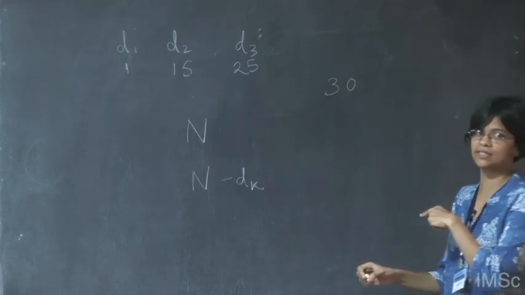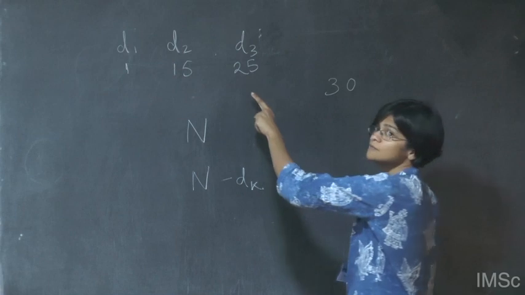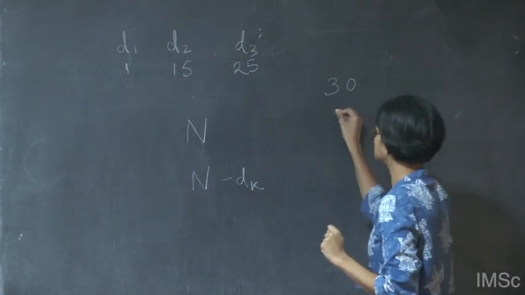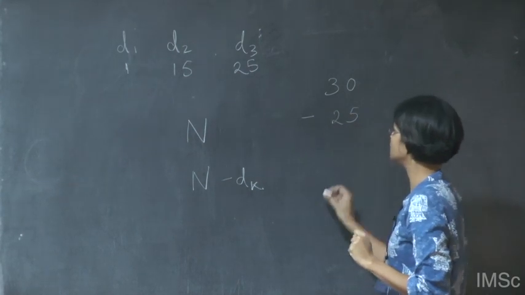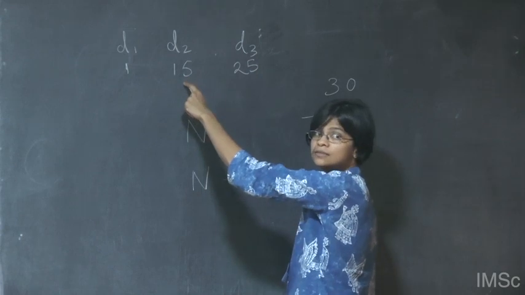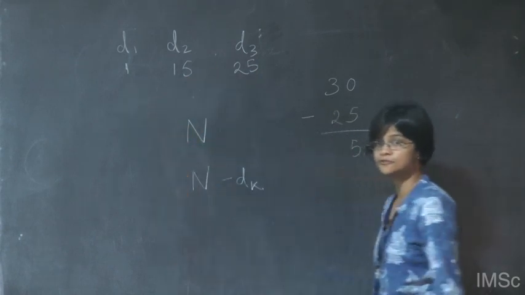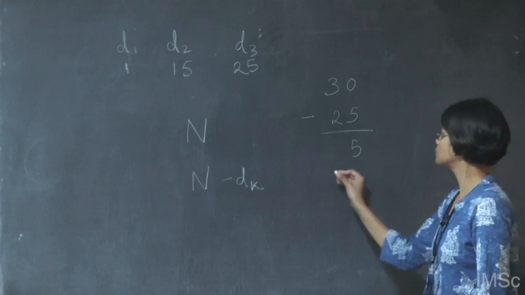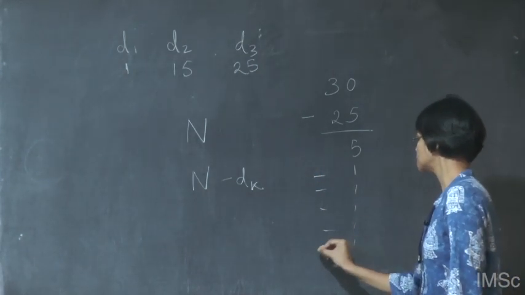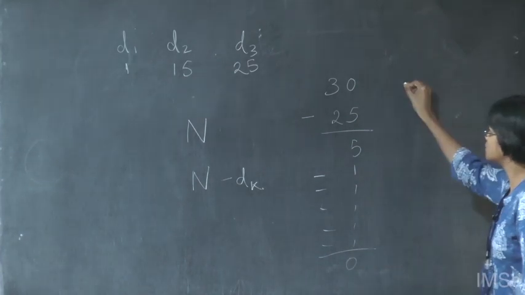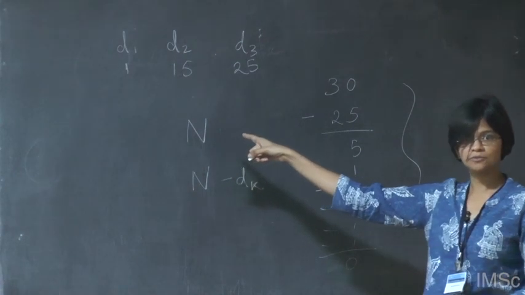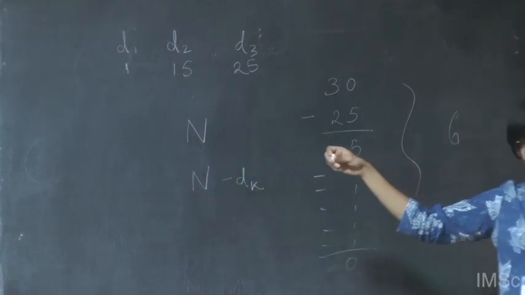If you do the greedy method, you will have to give one note of 25, right? You're left with 5. You can't give 15, you can't give 25, so you have to give 5 ones, right? So you do 1 times 5. So how many notes do you use? 6. And the best solution is, of course, to have 2 of d2, right? That would be a better way of doing it.